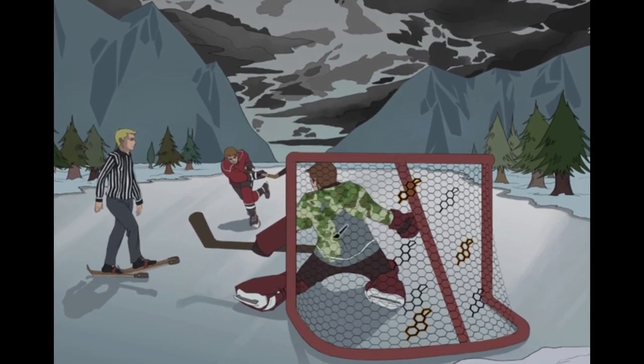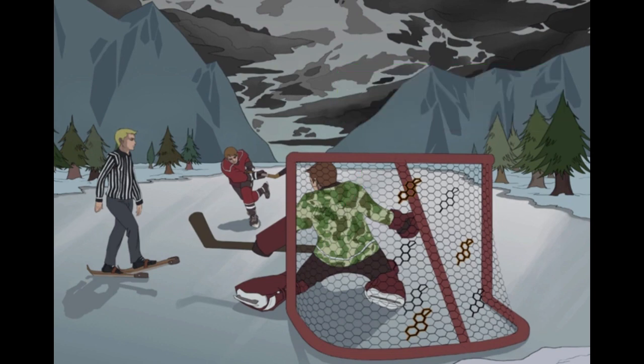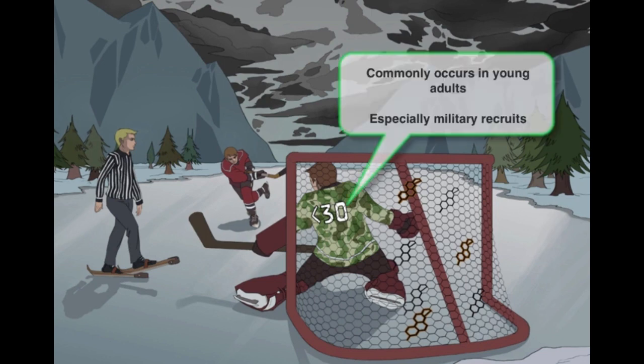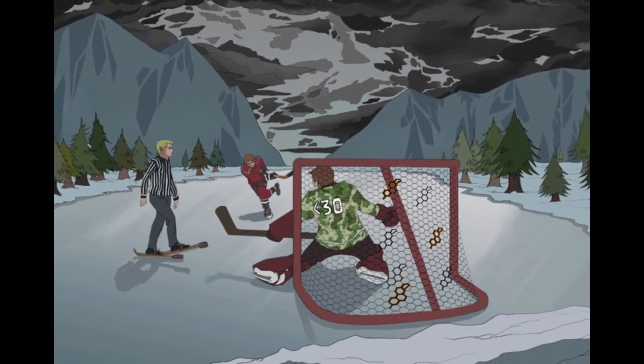So to help you remember this, we're going to make our goalie's uniform a military camo jersey. And to remember that it occurs in young adults, well, we have young adults playing hockey, but we'll also add the number 30 with a less than sign in front of it. So altogether, it happens in young adults, especially military recruits. So these should be strong enough to help you make these associations.